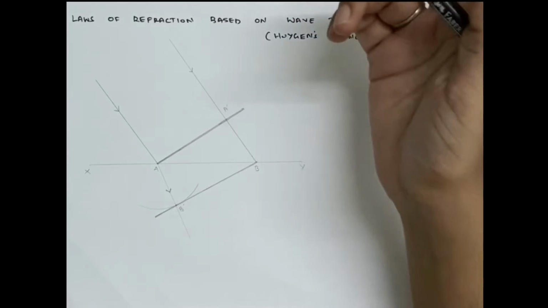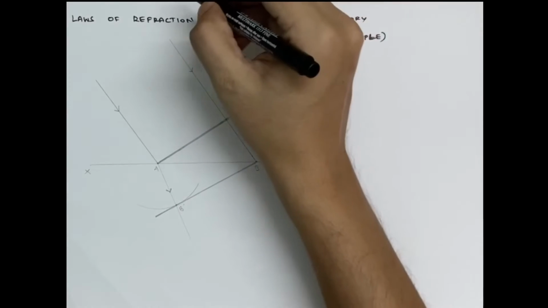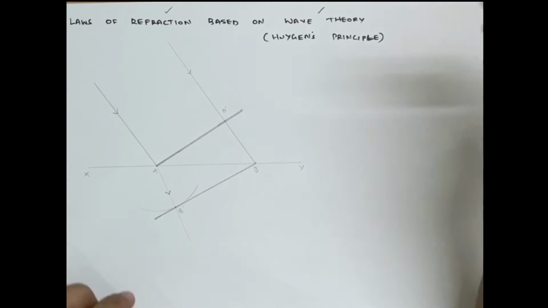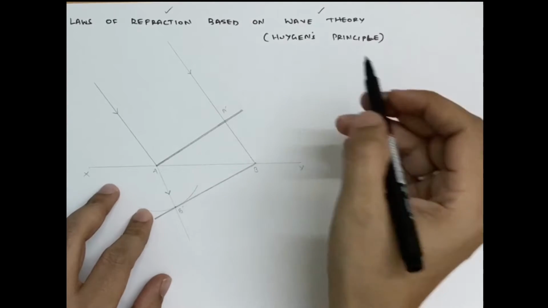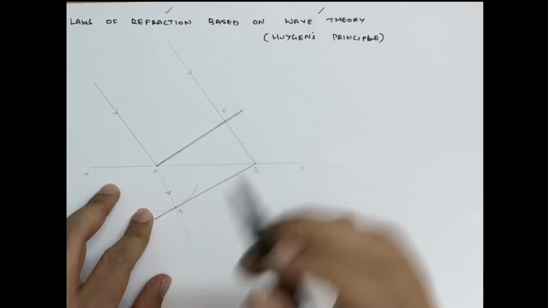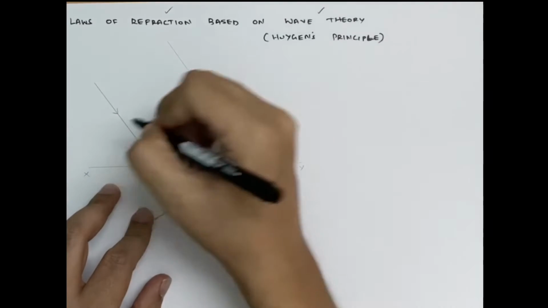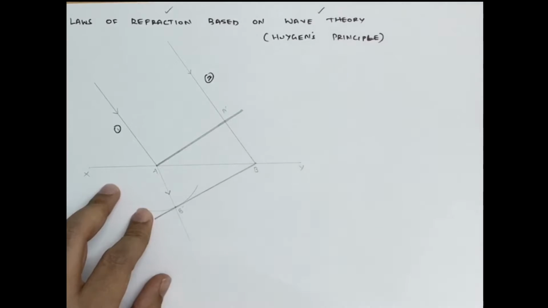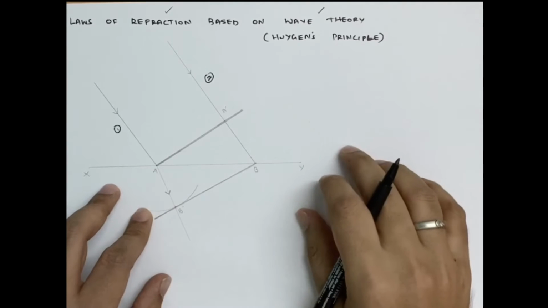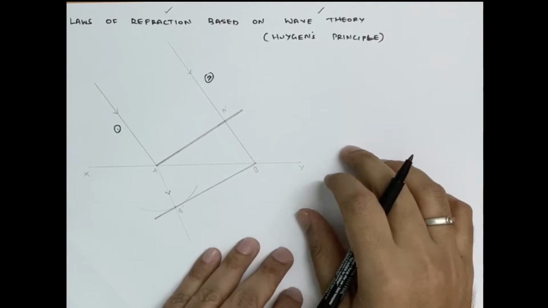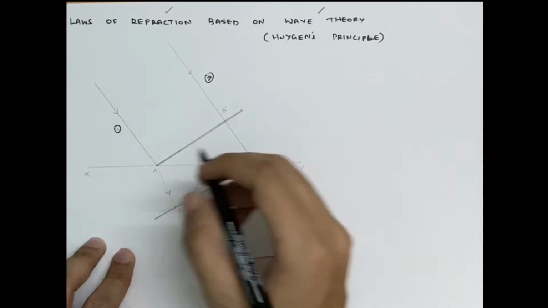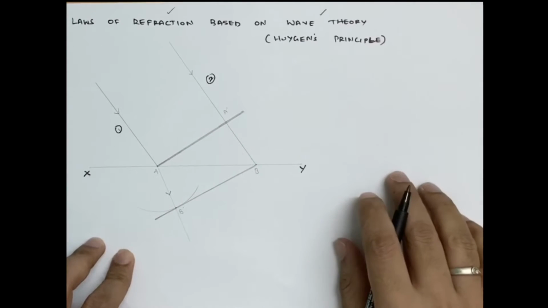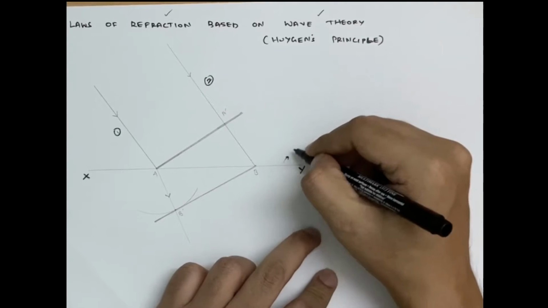In this video, our topic of discussion is laws of refraction based on the wave theory. For this, we are again going to use the Huygens construction principle, where we are considering two incident rays which are parallel to each other, that is, they are traveling from infinity. They are incident on a surface XY, which is a plane refracting surface.